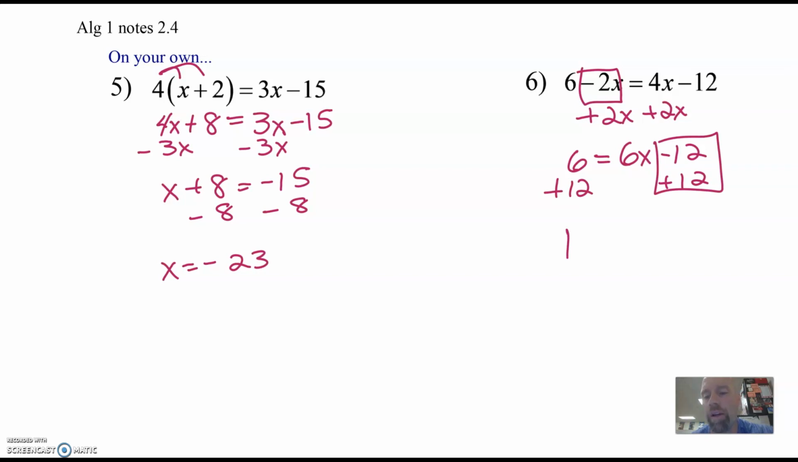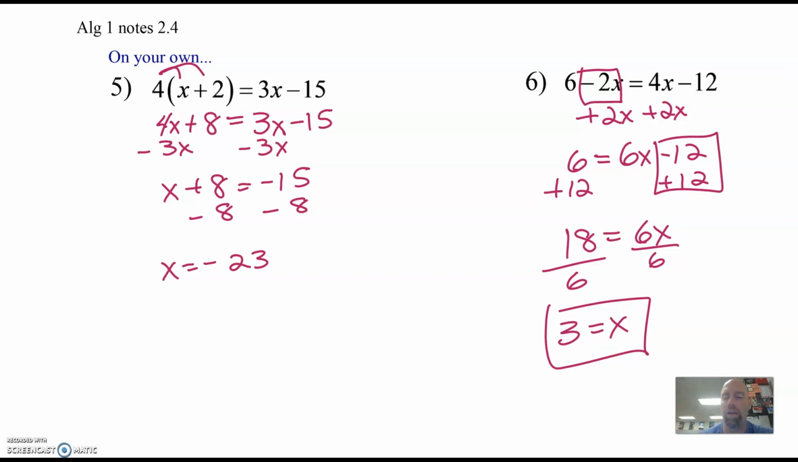Okay, I end up with 18 is equal to 6x. I've got an invisible multiplication sign going on right between there, so I'm going to use the division property of equality, and I end up with 3 is equal to x. Again, like we discussed, you can be done right there.